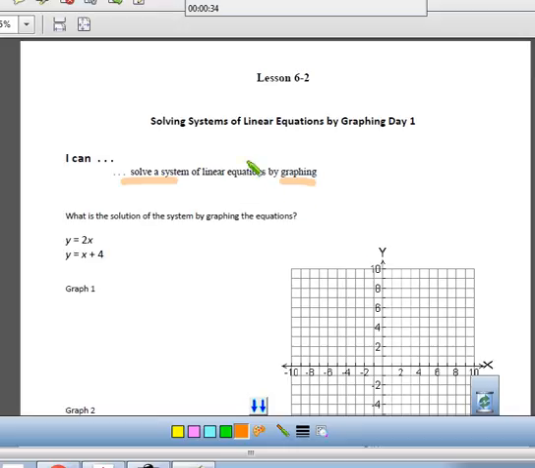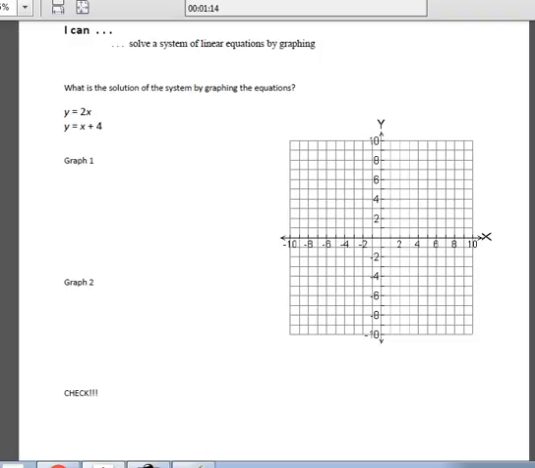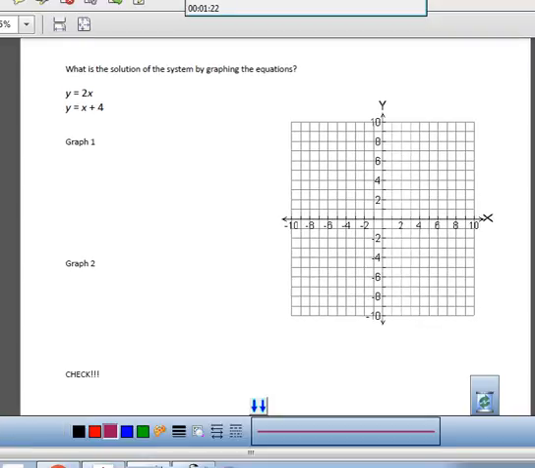All right, so our example on this page is, what is the solution of the system by graphing the equation? So we've got two equations, y equals 2x and y equals x plus 4. So graph 1.